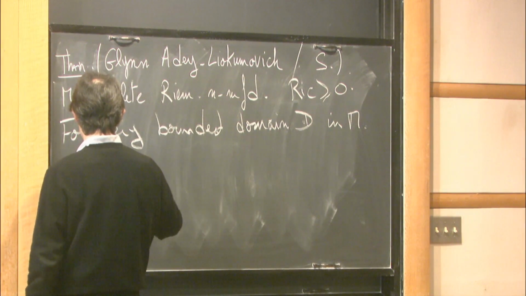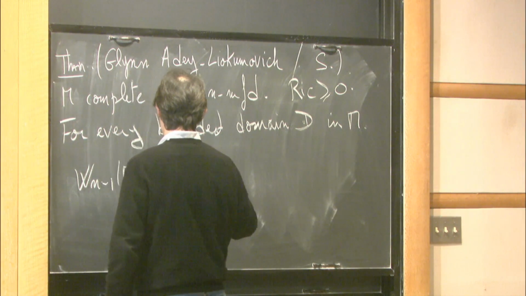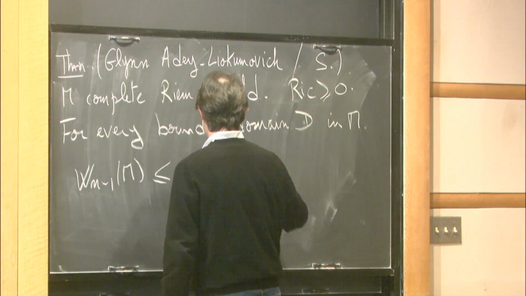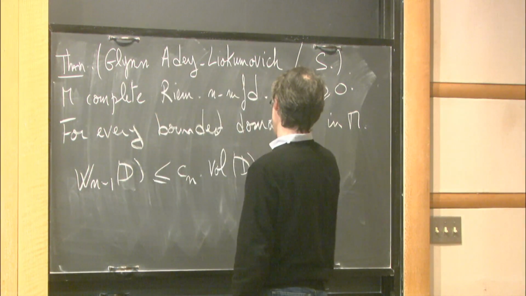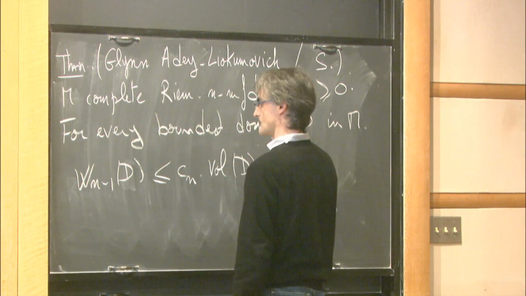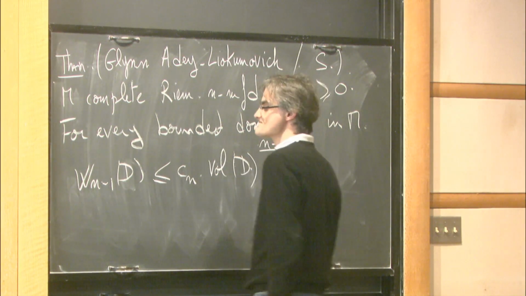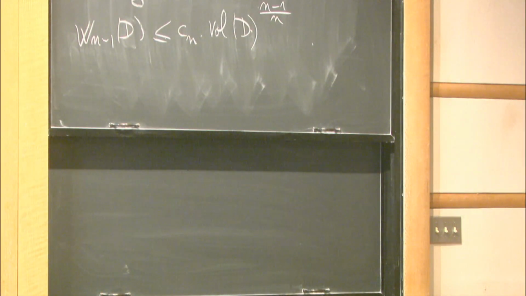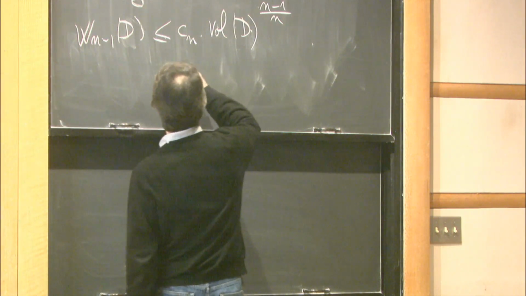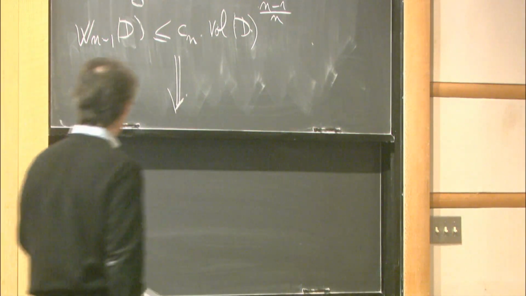the n-1 dimensional width is bounded from above by the volume of G. And the right power is n-1 over n. Okay. So in that case, we have the desired inequality. Okay. Then there's actually an interesting corollary of these results.